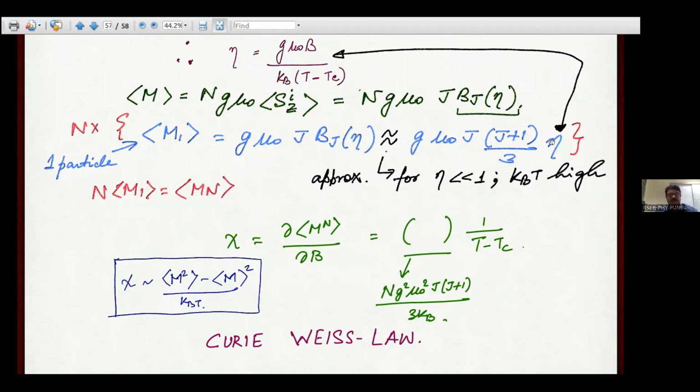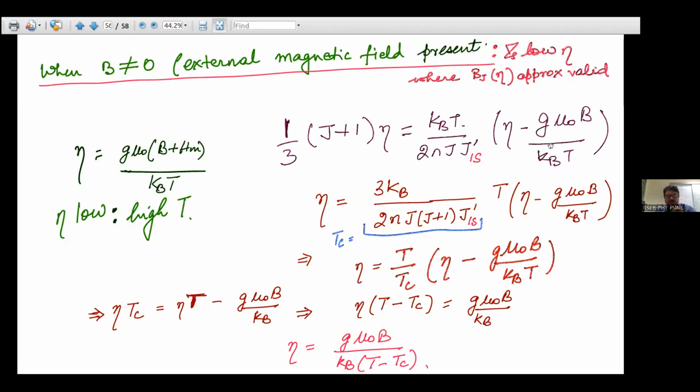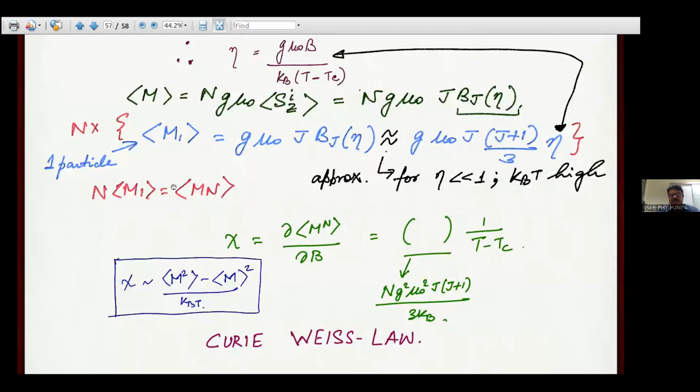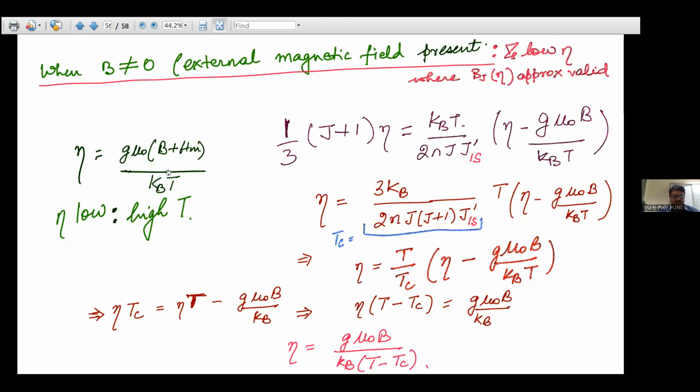Okay, so if you write, where did the expression for eta go? Eta is this, G mu0 (B plus Hm) by kBT. So substitute that here, right? So substitute eta, because eta is G mu0 (B plus Hm), and now you have B not equal to 0. If B was equal to 0, then this B would be equal to 0.